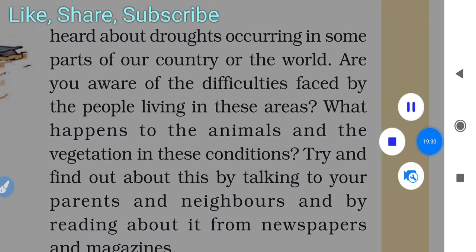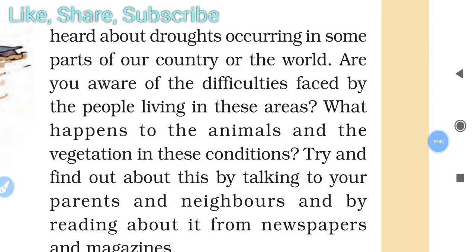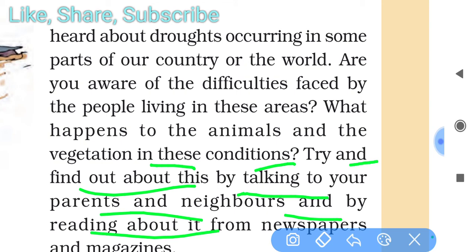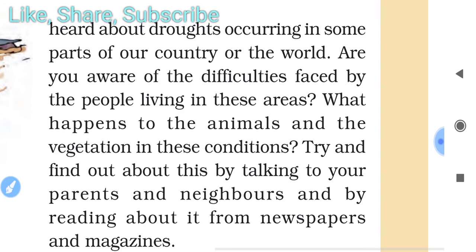Are you aware of the difficulties faced by the people living in these areas? What happens to the animals and vegetation in these conditions? Try and find out about this by talking to your parents and neighbors and by reading about it in newspapers and magazines. So you can discuss with your parents also what will happen if there is a drought condition.